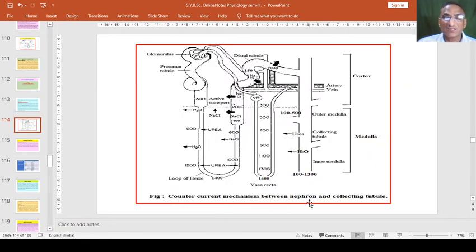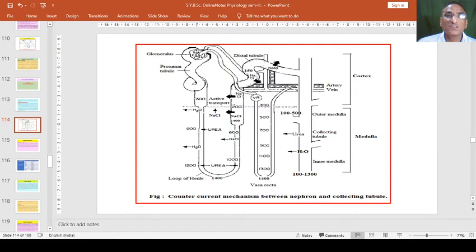This is the countercurrent mechanism seen between the nephron tubes and the collecting tubule. This one is the collecting tubule. In the collecting tubule, H2O is absorbed, urea is reabsorbed, and the osmolarity is about 1300. Here it is 1400. So this is the difference between this collecting tubule and the loop of Henle.